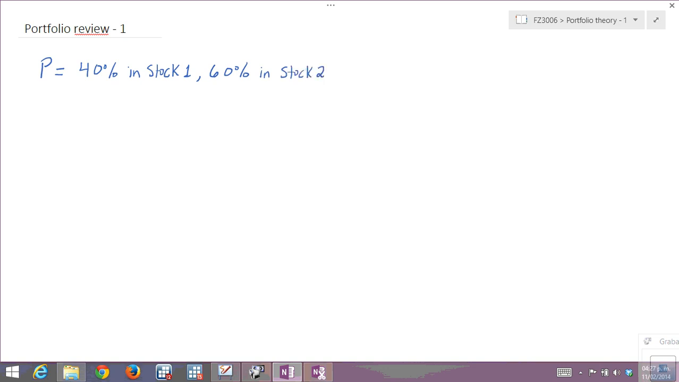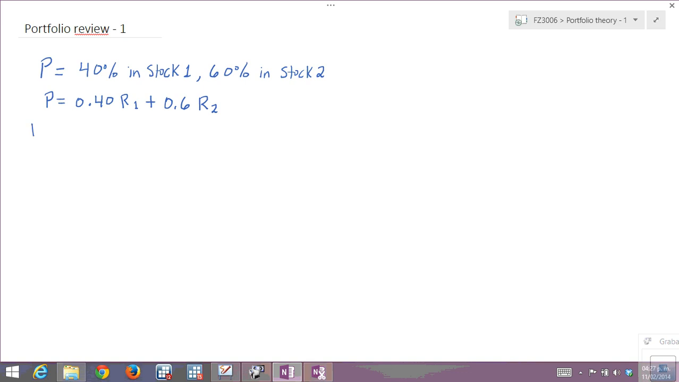Okay. In a simple case, I'm assuming that every stock has a different expected value of returns. Then how can I define a portfolio in simple mathematical terms? I can define P as equal to 0.4 R1, okay, these are the returns of asset 1, plus 0.6 of the returns of asset 2.